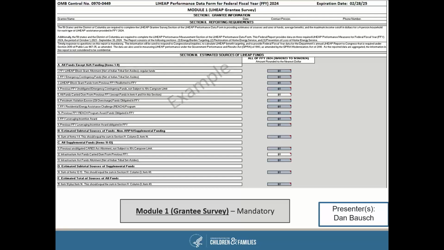This is the report we're talking about. This is Module 1, the Grantee Survey. In this section shown on the screen, it's asking for information about sources of LIHEAP funding in dollar amounts from your awards and carryover funds. This is a spreadsheet version, but it looks similar to this in OLDC.